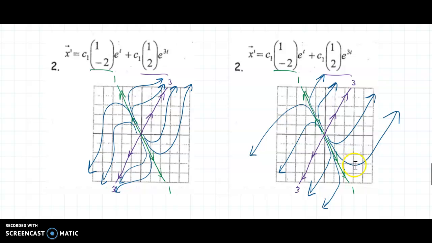If I'm looking at this line right here, this trajectory has already grown along this vector, along this green vector. The green vector doesn't go away, it just stops growing as fast as the 3 vector, right? So if I were to go like this and then go back in, that would be representative of a shrink or a decay of some sort along the green.